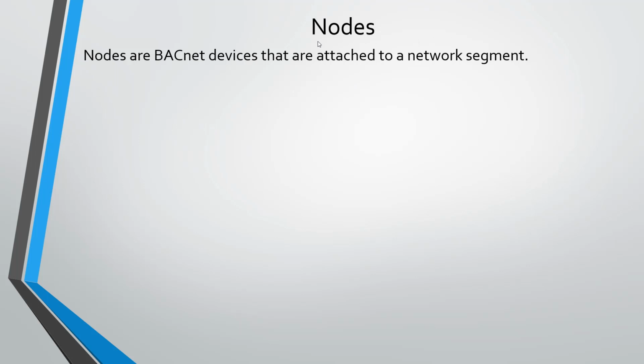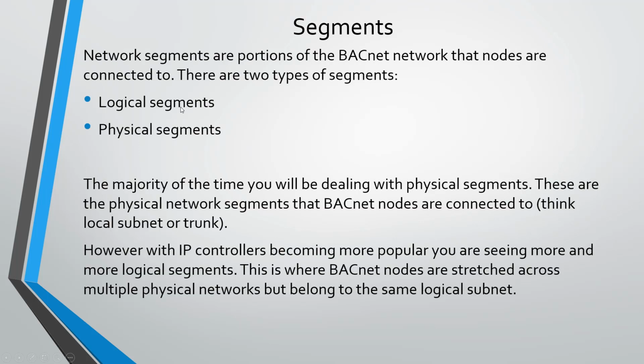Nodes are simply a name used for BACnet devices that are attached to a network segment. What are network segments? Well, as we mentioned earlier, there are logical and physical segments. Logical segments are becoming more common, but the most common is physical segments. These are the individual local subnet or the trunk with MSTP. But as I mentioned, with IP controls becoming more popular, you're seeing logical segments where these BACnet nodes are stretched across multiple physical networks, but they belong to the same logical subnet.